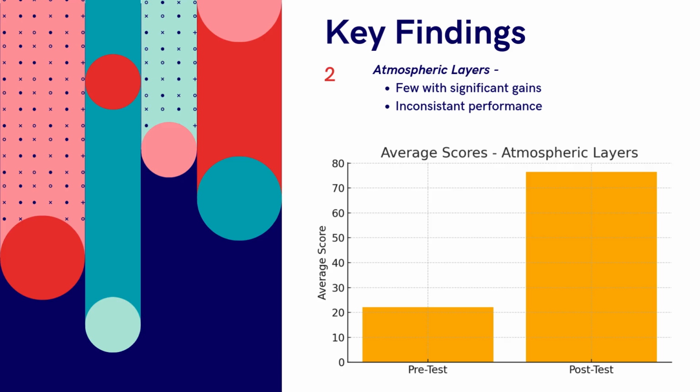Moving to atmospheric layers. The performance here was varied. Some students did make notable gains while others showed minimal progress. When you broke it down into percentages, 54.5% of students fell below average, and 45.5% of students came out above average.